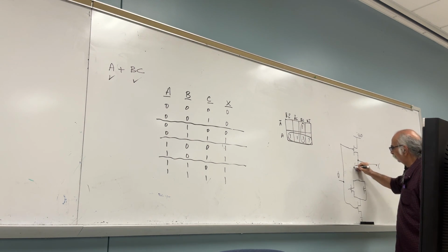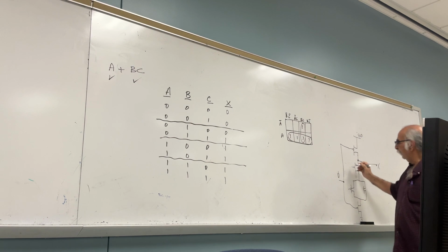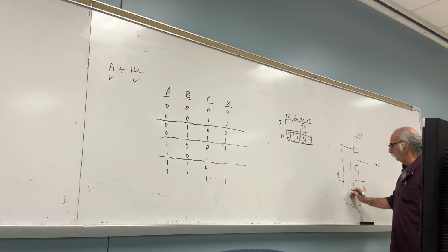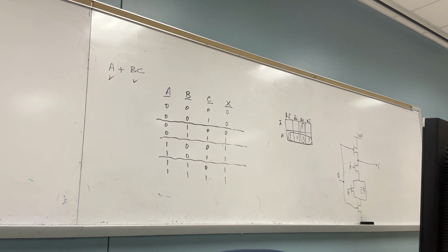And what is this? A bar, A bar? This one? B bar, C, C bar. Clear? So how many total transistors? 1, 2, 3, 4, 5, 6, 7, 8, 9, 10, 11. 11 transistors. Did you get it?